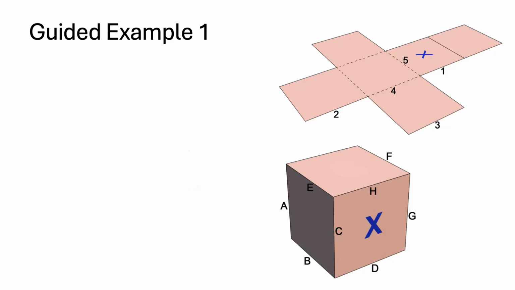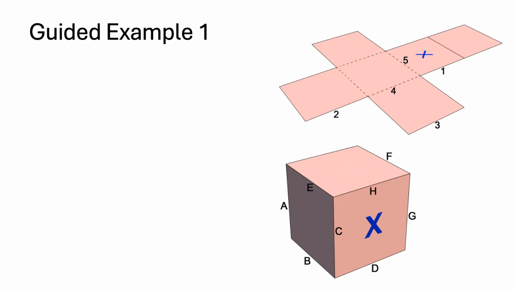So now let's work through a guided example. So here on the right, we see what we've seen previously. We see a 2D representation along with its corresponding 3D shape. Now let's again point out the key features. We have the X on the 2D representation, and we see that same X on the 3D shape. We also have the numbers in the 2D representation, and we have letters in the 3D shape.